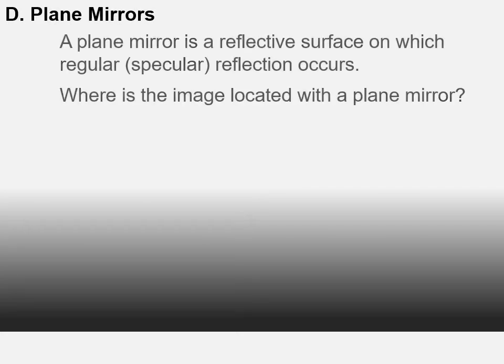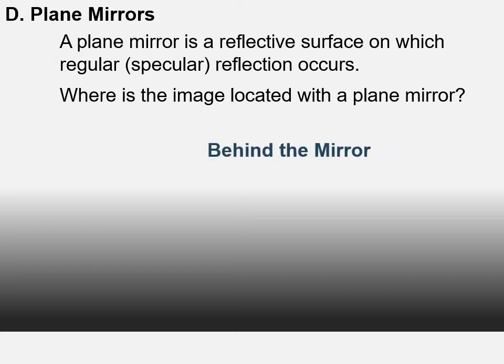Why did that gag work? Well, plane mirrors. A plane mirror is a reflective surface on which specular reflection occurs. So where is the image located with a plane mirror? It's behind the mirror. So when you see a mirror in a restaurant sometimes, you will think that there might be another room attached to the restaurant, but it turns out it's just a mirror and it's showing you the room you're in, but it appears to be on the other side of the mirror.